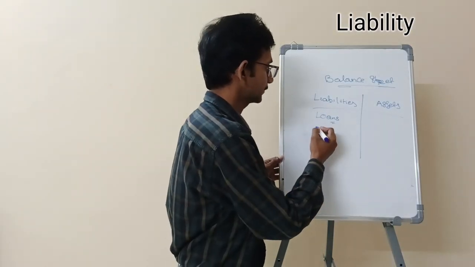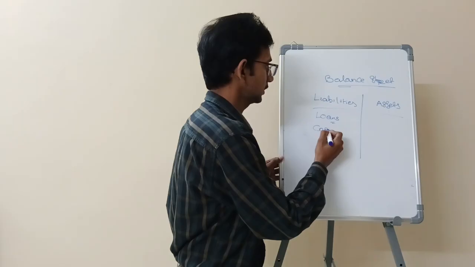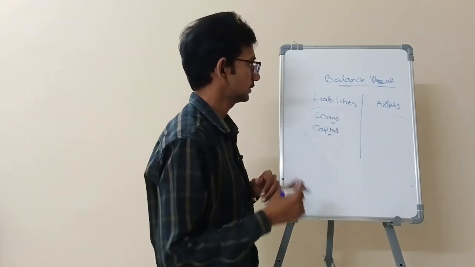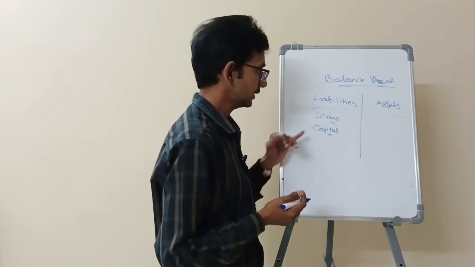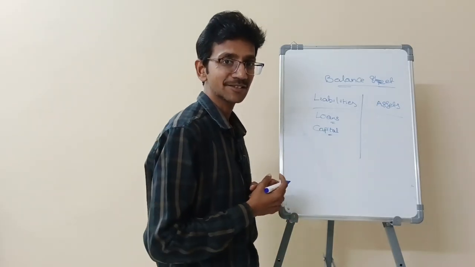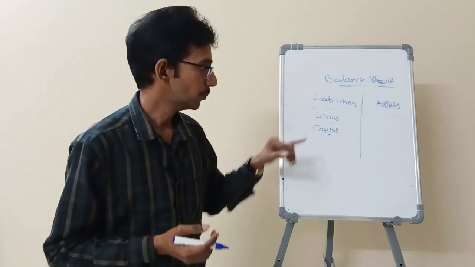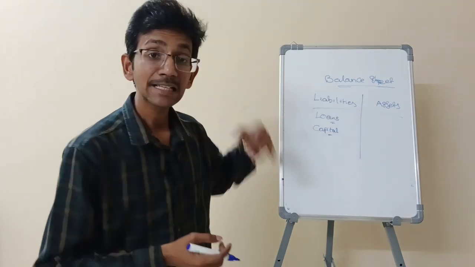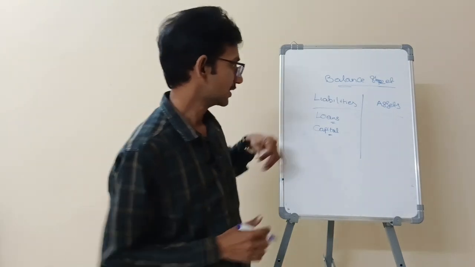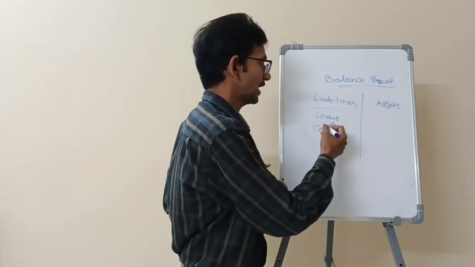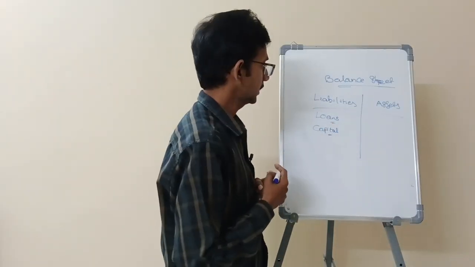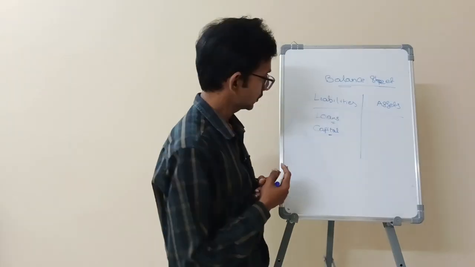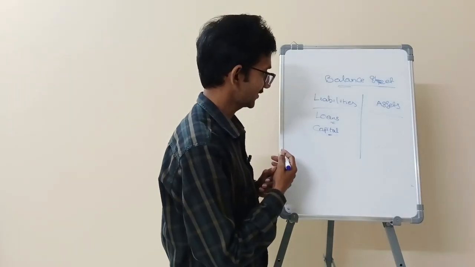And also capital. What is capital? It is the owner's share. It is a liability. In a company, the owner has to be paid back. It is a liability to the company. So owner's capital is also a liability. And what else comes? Capital, loans.